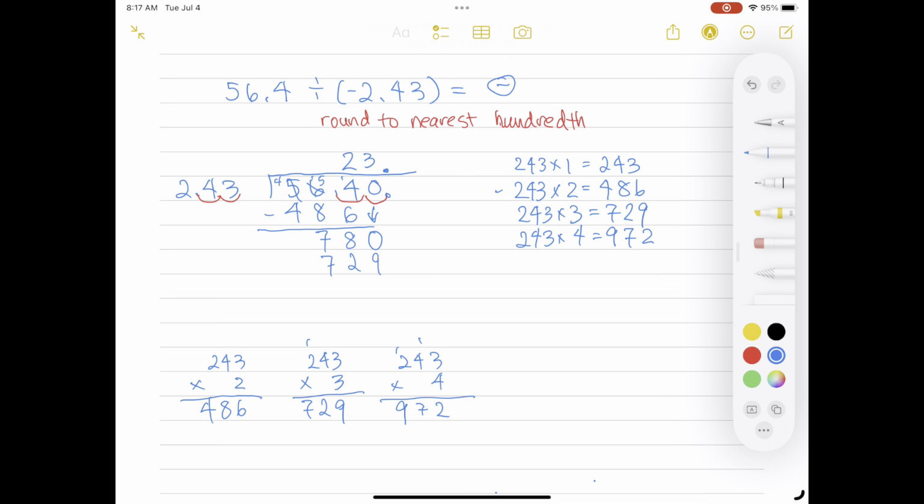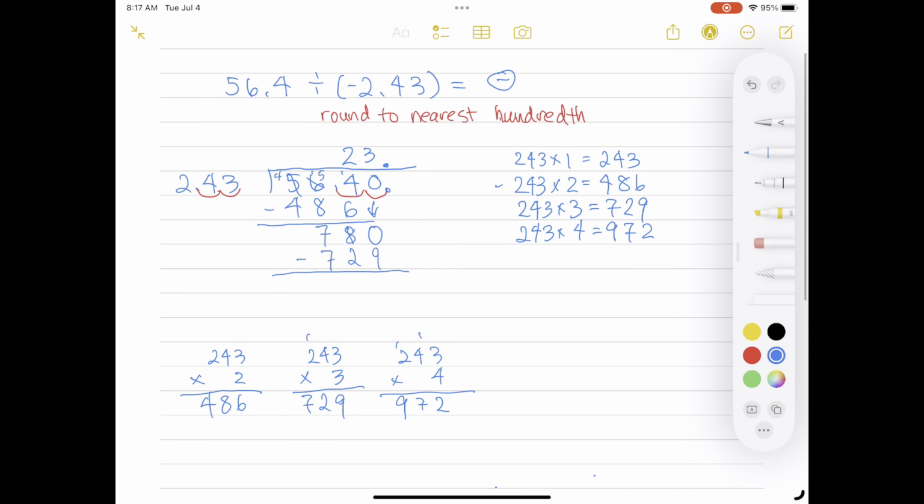And then I do the subtraction. 780 minus 729 equals 51. And now we need to continue the problem by adding more zeros to the dividend, and then we can bring down that 0. And it's 243 goes into 510 two times. 2 times 243 equals 486. And now we subtract 510 minus 486.